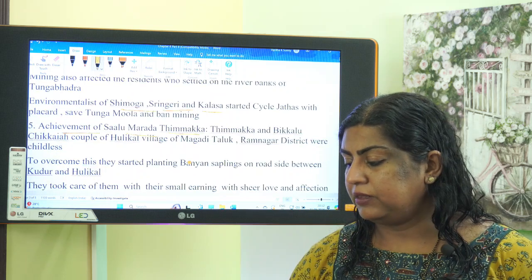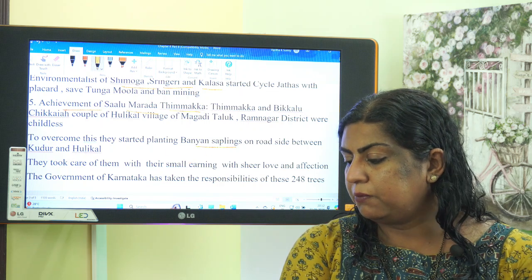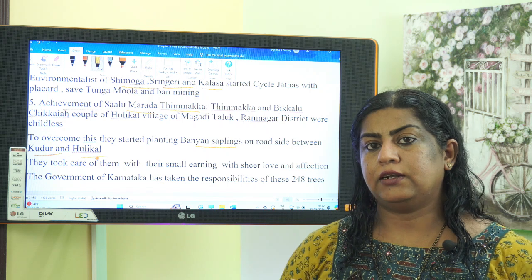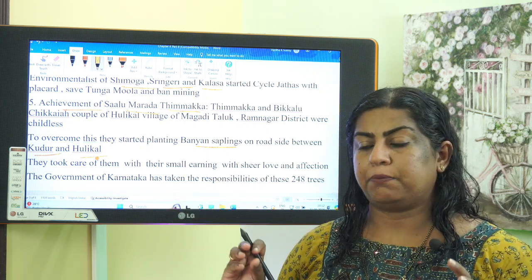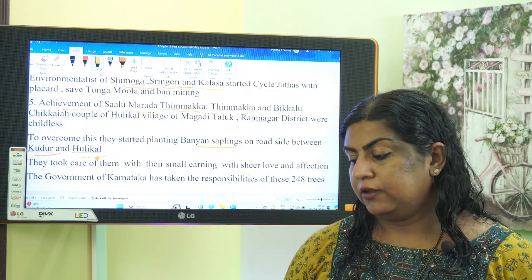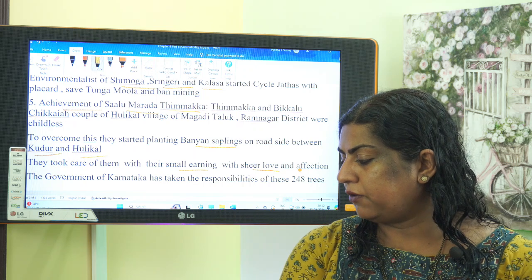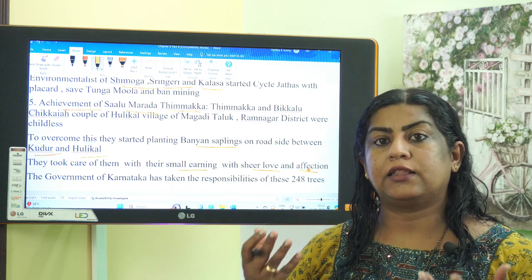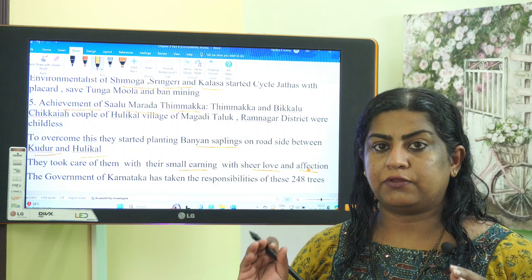To overcome this, they started planting banyan saplings on the roadside between Kudur and Hulikal. To overcome the sadness that they did not have children, they planted small banyan saplings and took care of them with their small earnings, with sheer love and affection, like their own children.